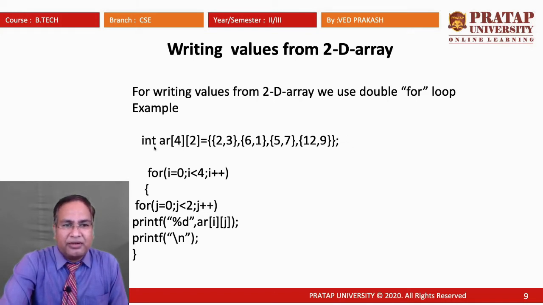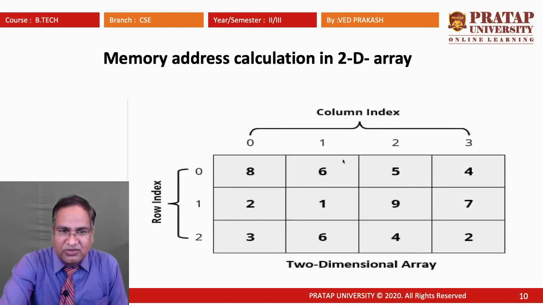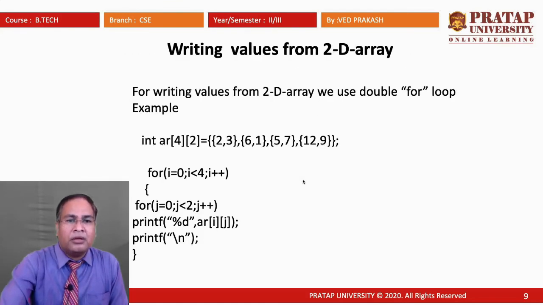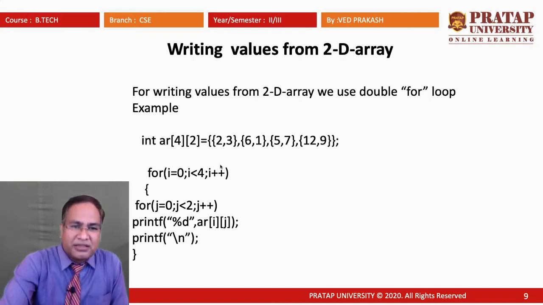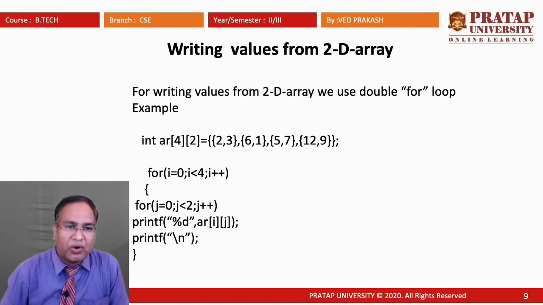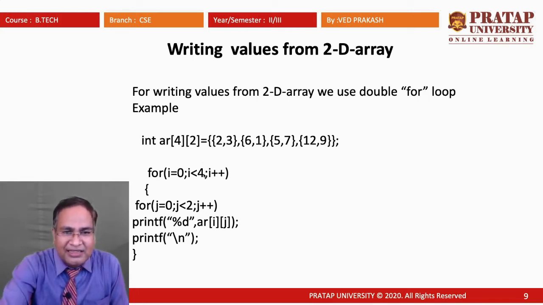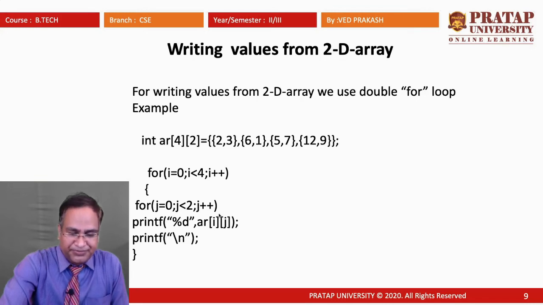For example, we take a two-dimensional array int AR[4][2]. Here the number of rows is 4 and the number of columns is 2, and these are initialized by these values. Now we want to access the elements one by one. To do this, we basically use two for loops. This for loop is known as the outer for loop, and it is used for the rows, and this for loop is known as the inner for loop, used to denote the columns.